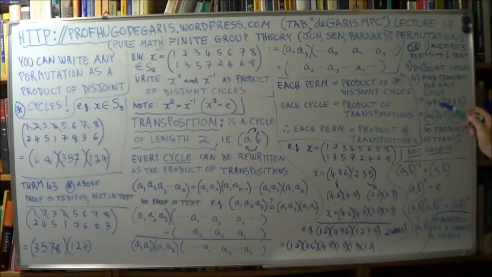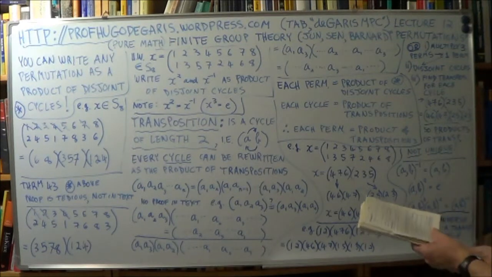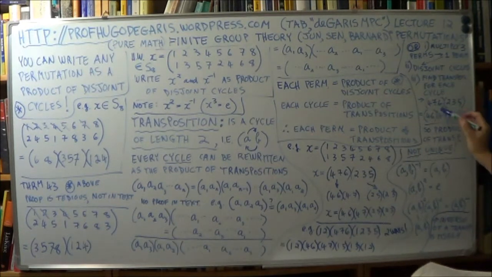Now, I'm giving you the results here from the text. When you multiply these three out and then split them into a product of disjoint cycles, you'll get this. Do it for homework if you want. And then you split these into transpositions. So you'll get 2, 3, and then 2, 5, and then 4, 7, and then 4, 6.